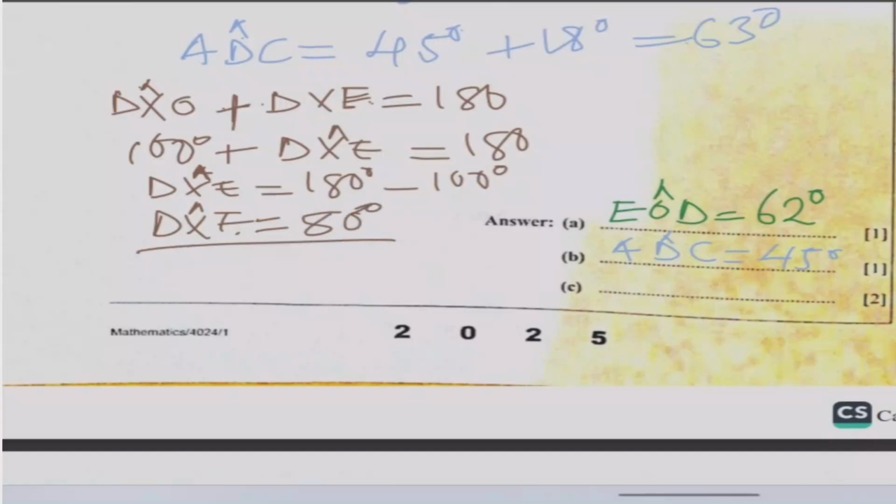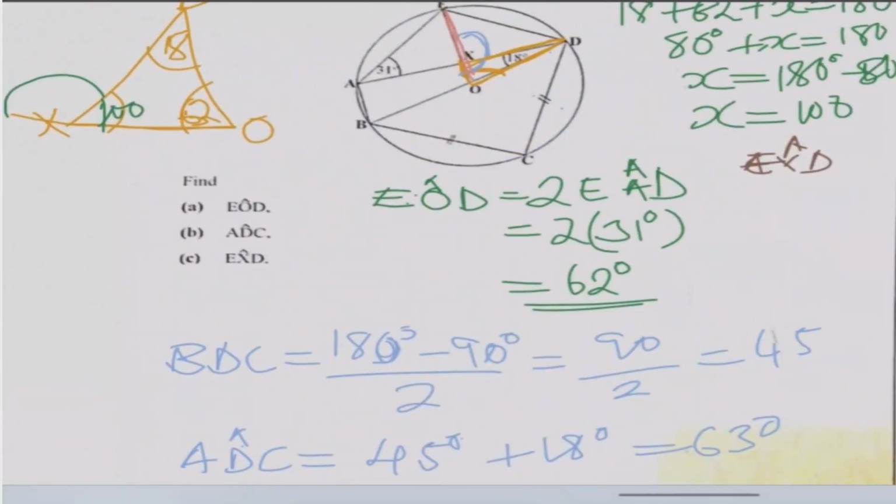So the value of angle DXE is equal to 100. So we can even write here, angle DXE is equal to 80 degrees. Okay, so that is the answer we can write there.